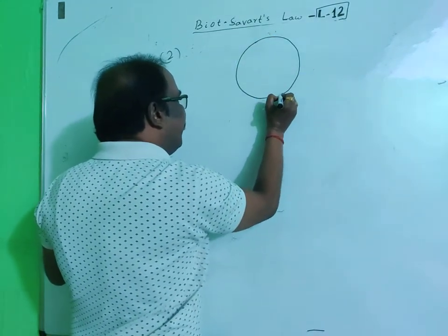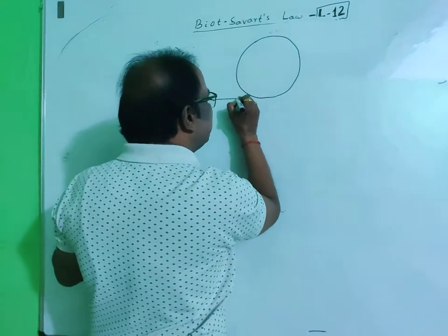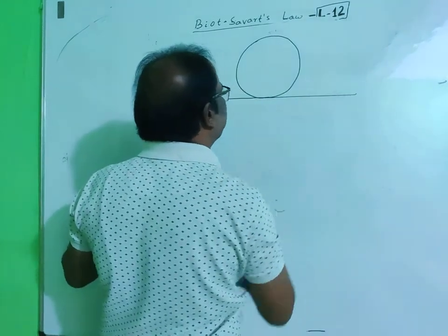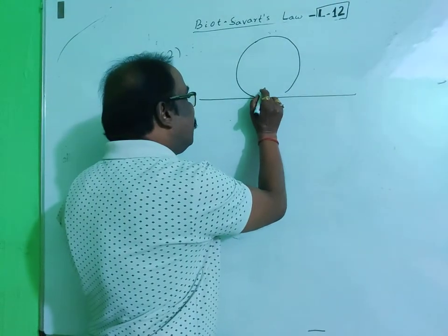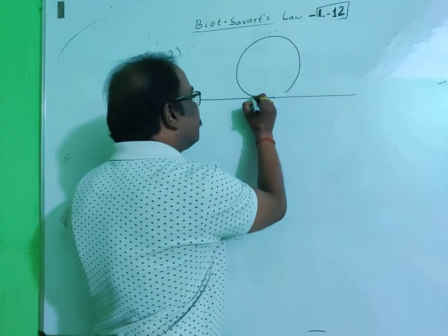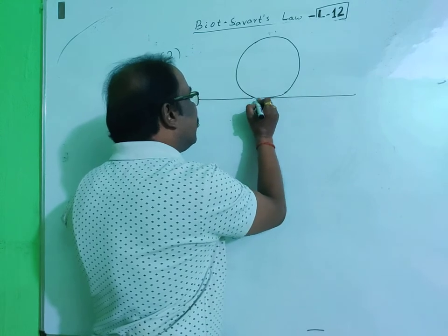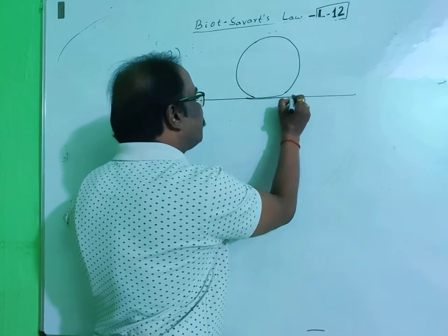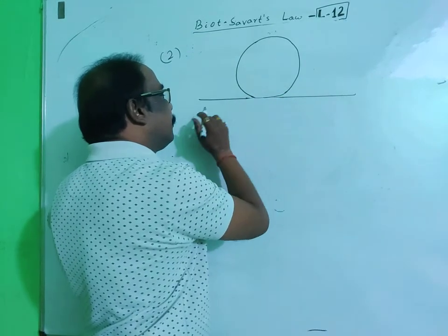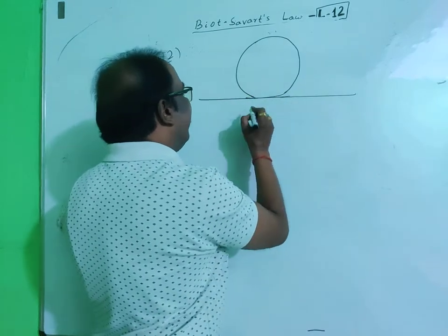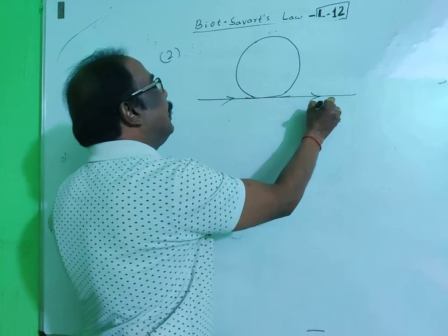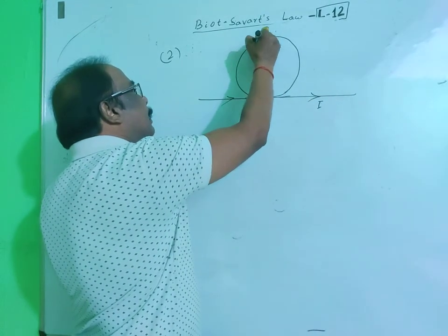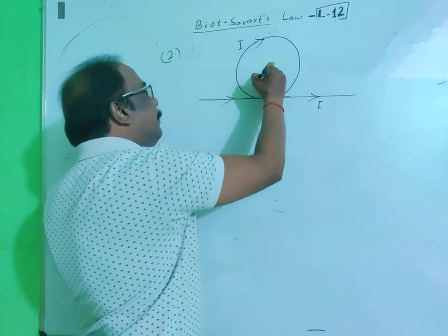Circular coil. Just imagine this is a straight conductor. We may think this circular coil is very close to the straight conductor. The straight conductor carries current I, and the circular conductor also carries current I.